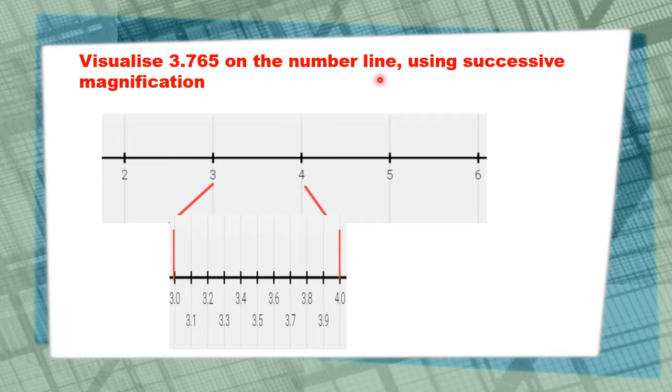Visualize 3.765 on the number line using successive magnification. Now let us first understand whether 3.765 is a rational number or an irrational number. Any guesses? Yes, it is a rational number. How did you come to the result? Because it is a terminating non-recurring decimal expansion.